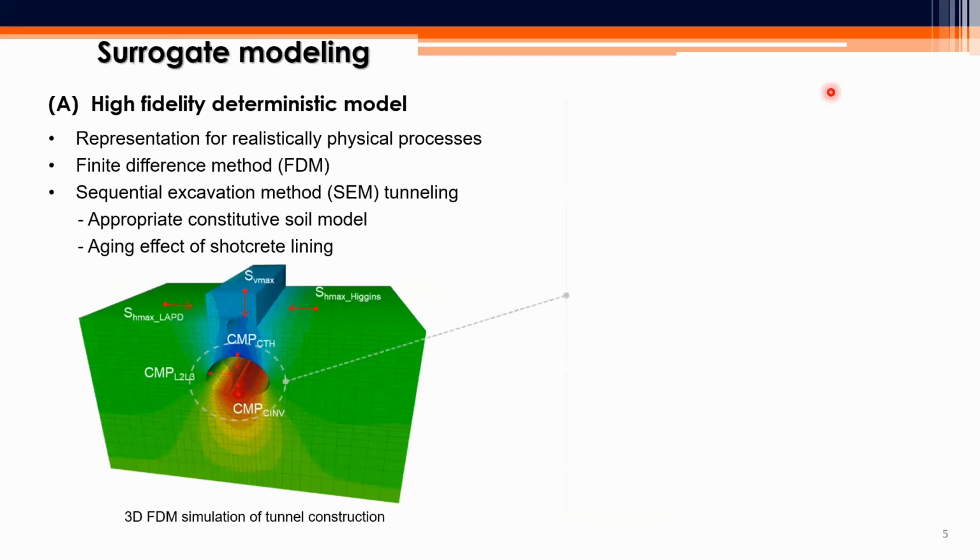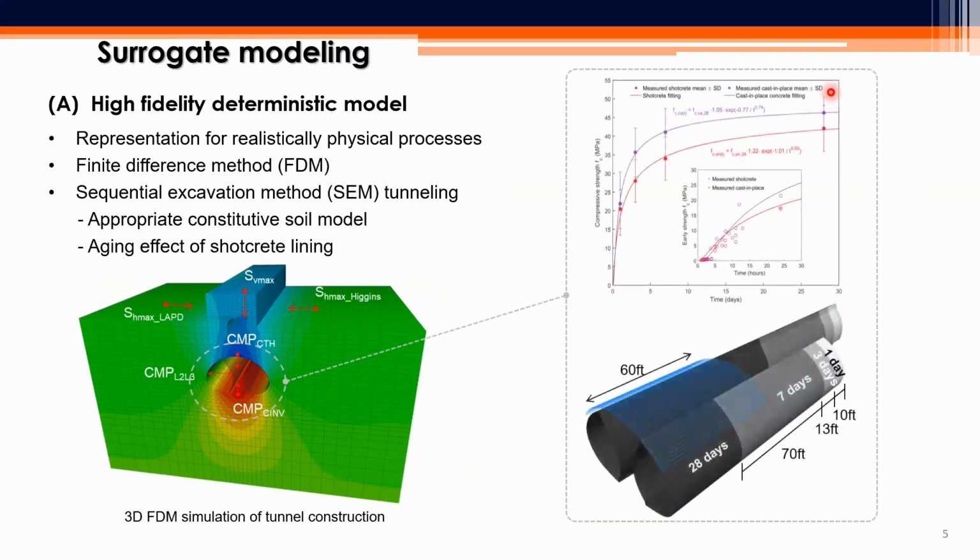The first step of surrogate modeling is to build a high-fidelity deterministic model, which means it should be delicate enough to represent realistic physical processes. And to simulate a tunnel construction, basically we need to take care of three aspects: the ground behavior, the tunnel support realization, and the interaction between them.